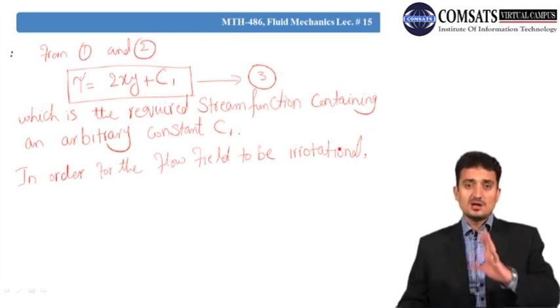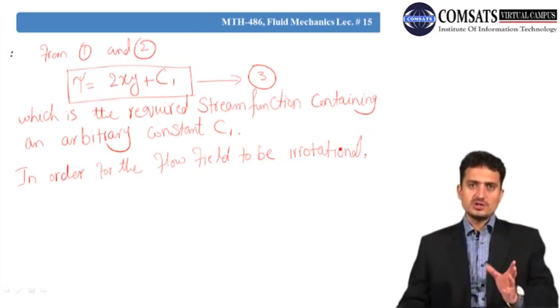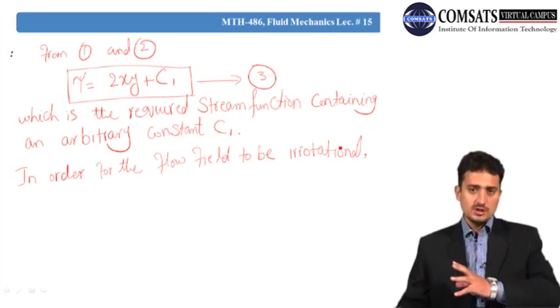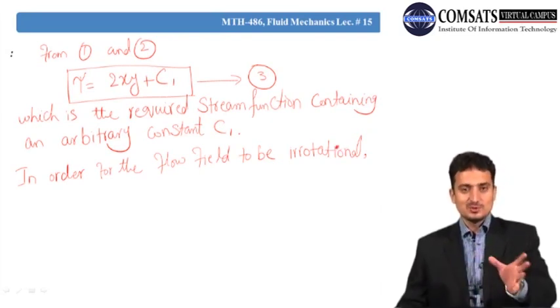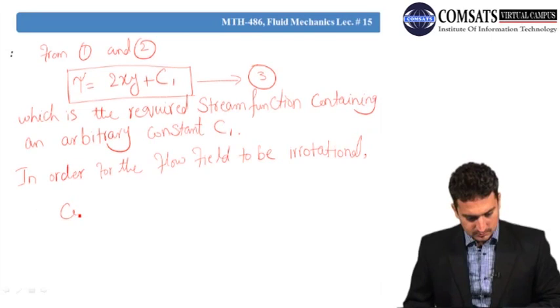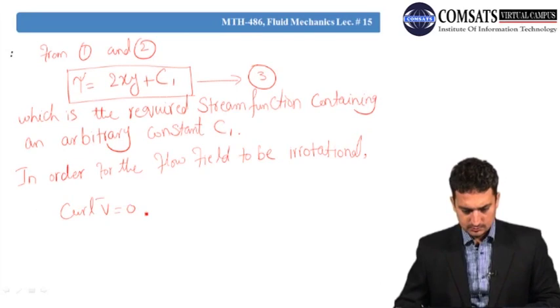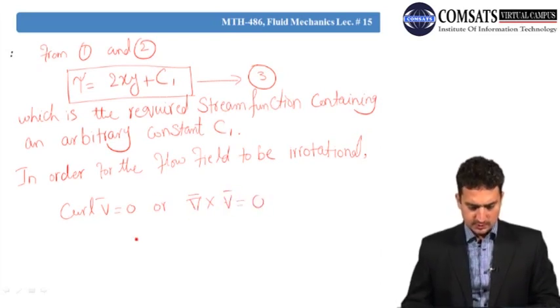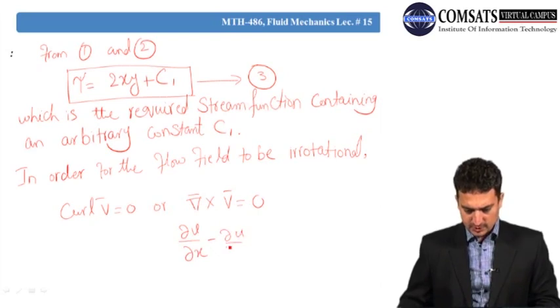Obviously you should be able to answer: the curl of a velocity. If it is not equal to 0 then the flow is rotational, and if it is equal to 0 then the flow is irrotational obviously. So curl of V is equal to 0, or del cross V is equal to 0, or you can simply say that partial V by partial X minus partial U by partial Y should be equal to 0.